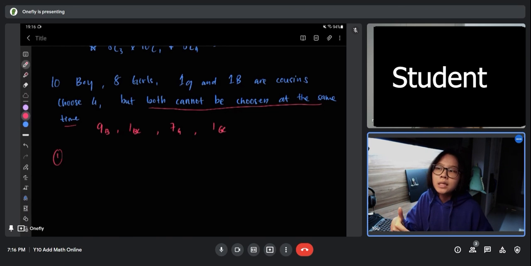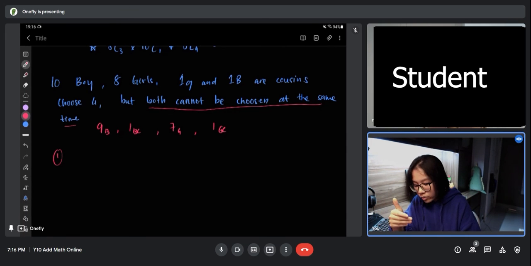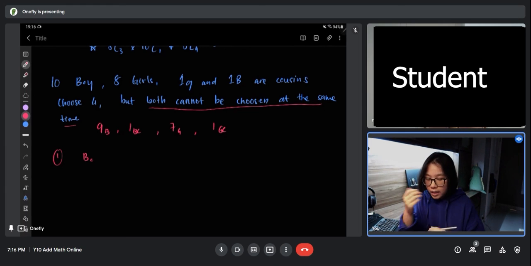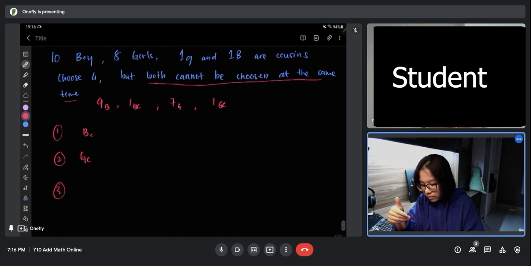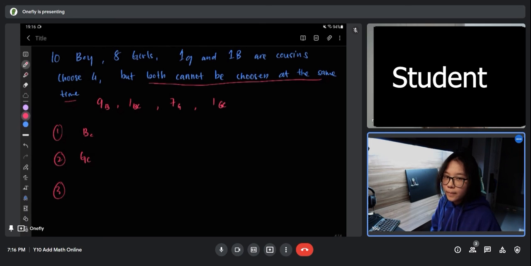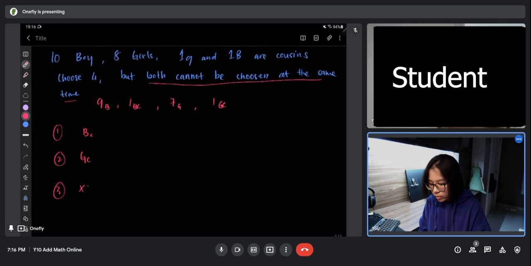The yes part is, one of the scenarios is we only allow the boy cousin to participate. Then the second scenario is we only allow the girl cousin to participate. What will be the third scenario? None of them participate. Yeah, both of them don't get to participate. No cousins. Okay, let's move on to the calculations.